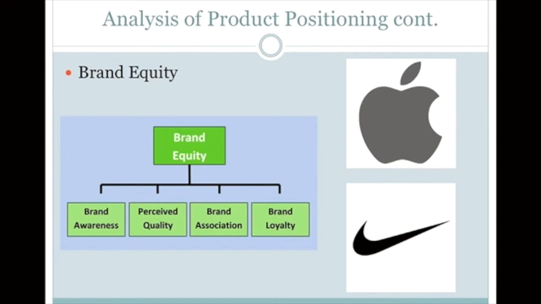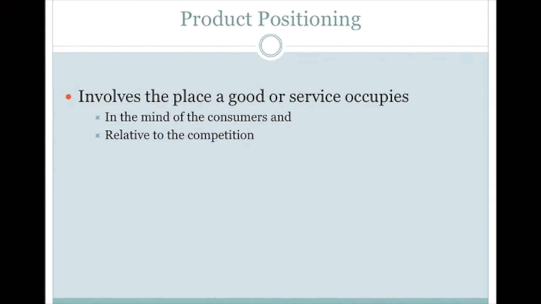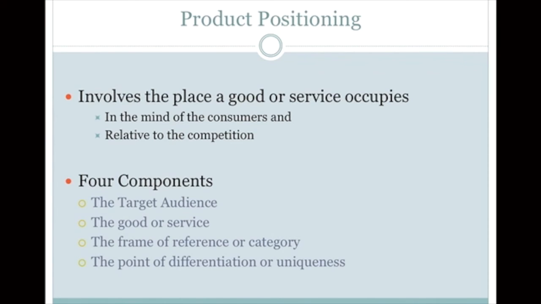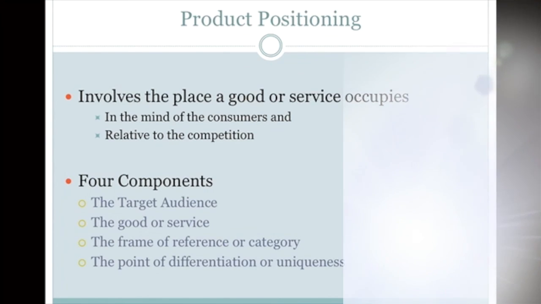Product positioning involves the place a good or service occupies in the mind of the consumers and relative to the competition. There are 4 components: the target audience, the good or service, the frame of reference or category, and the point of differentiation or uniqueness.